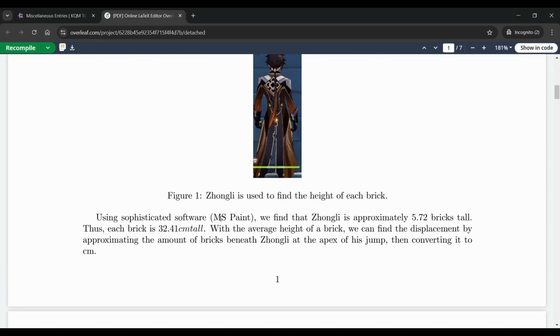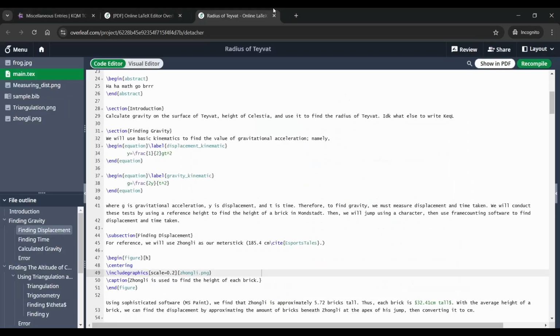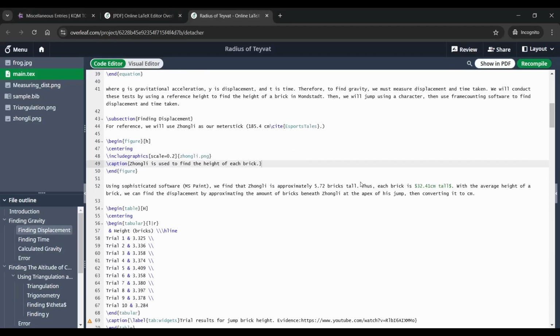Alright, so using sophisticated software, MS Paint, we find that Zhongli is about 5.72 bricks tall. And then each brick is 32.41 centimeters tall. I don't know why you... I'm sorry, I'm gonna look at your code here. Zhongli is... Why did you put the tall into your dollar sign?